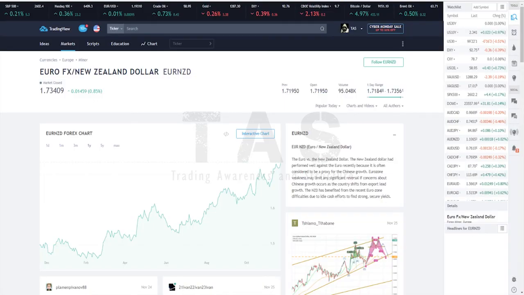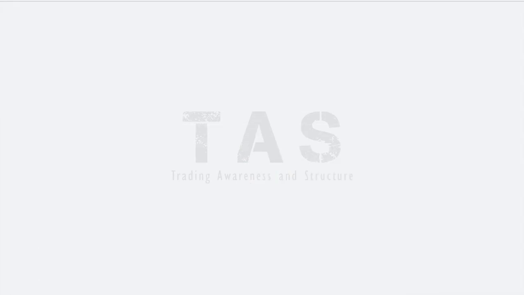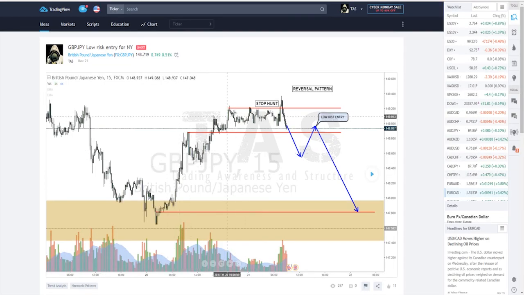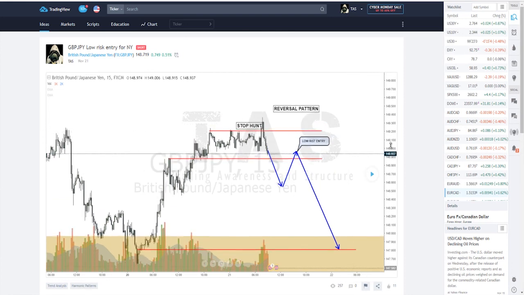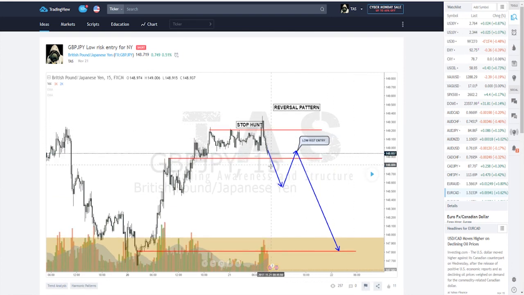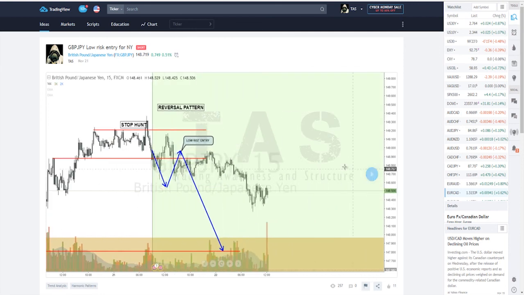Let's see another one. This is not a pair. I missed some links, but anyway, again, this is one that it did move my way, but it just didn't move when I was expecting it. I was expecting it to come down, and I would look for an entry there. Did come up, come down, didn't hit my level, went up. So my entry wasn't here, it was here.